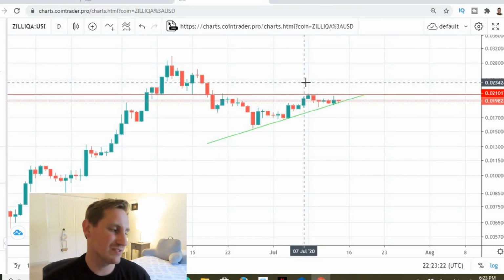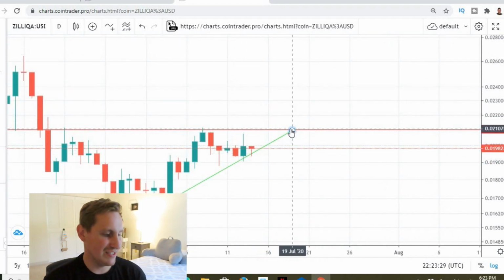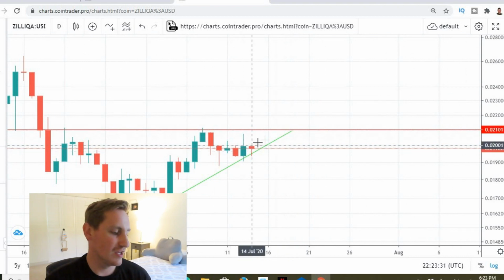People think Bitcoin's in this symmetrical triangle, descending triangle, ascending triangle. No one knows what Bitcoin is doing right now, so we have to wait and see what Bitcoin does to end up seeing what altcoins like Zilliqa in this instance actually do. It's getting very, very tight here. It's about the 19th, 20th of July.